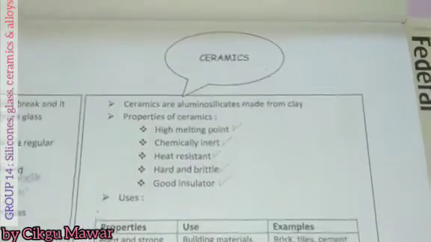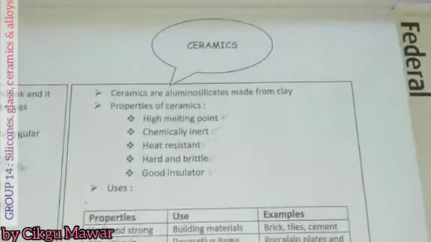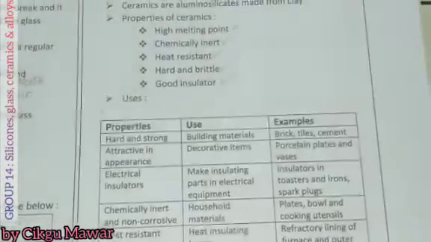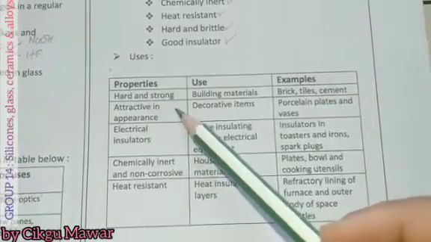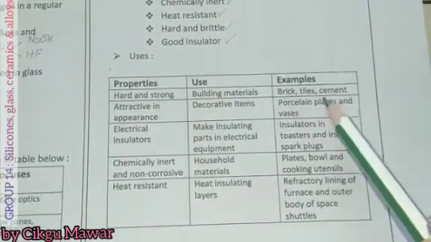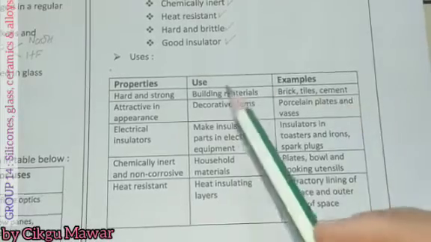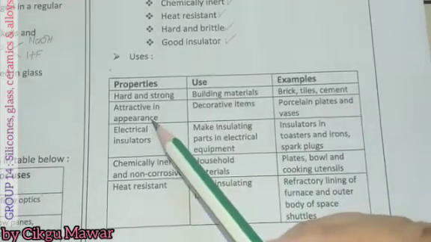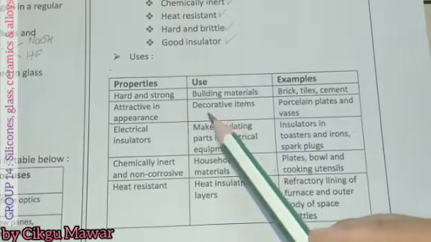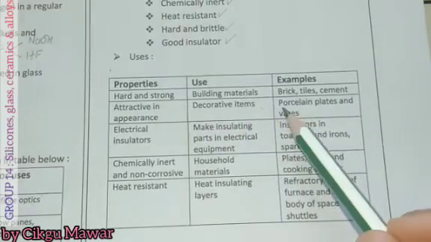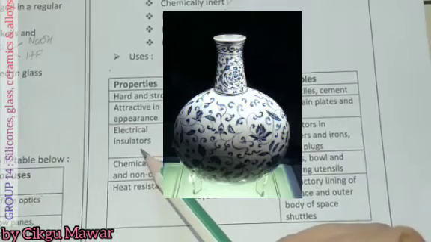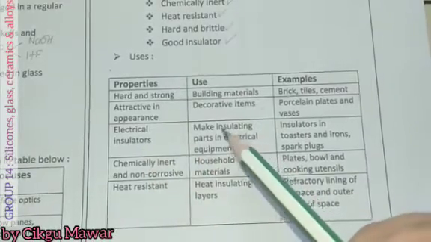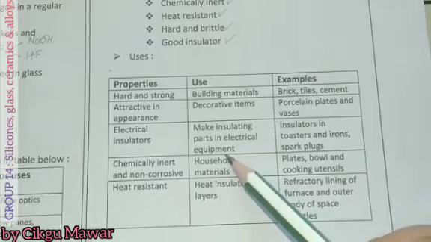And then what are the uses of ceramic? Because it is hard and strong, it can be used as brick, tile, and cement, which are building materials. It is attractive in appearance, so we use it as decorative items, usually as a porcelain vase. And then ceramic is also used as an electrical insulator, to make insulating parts in electrical equipment.